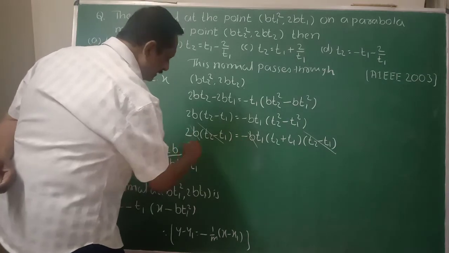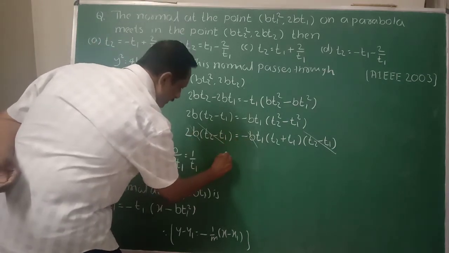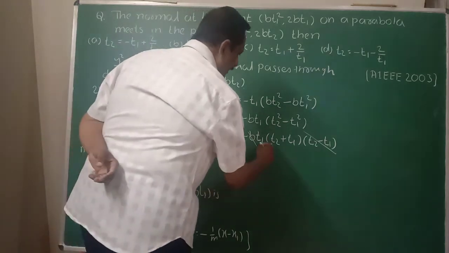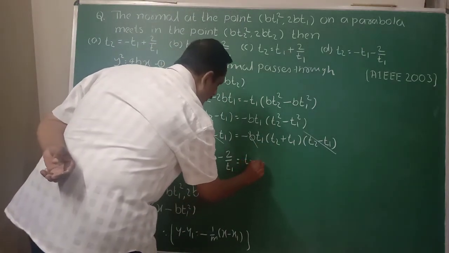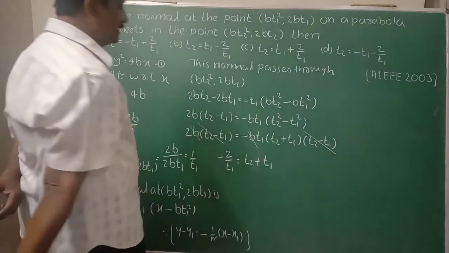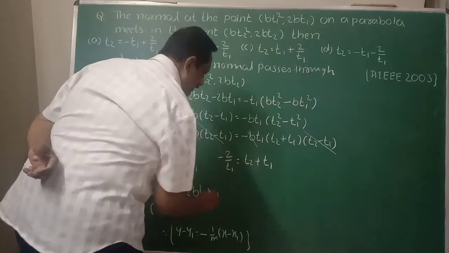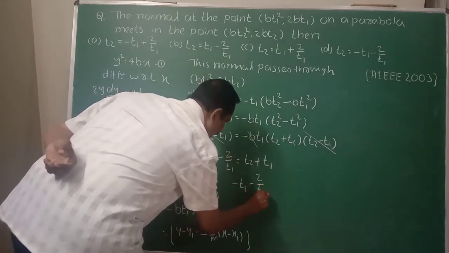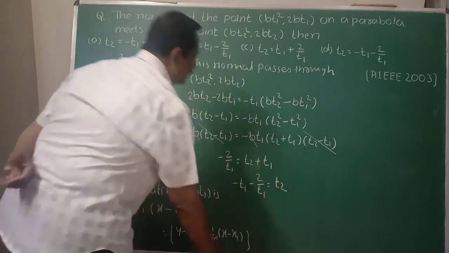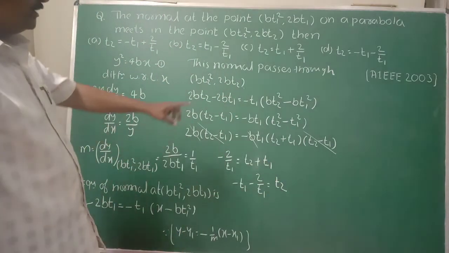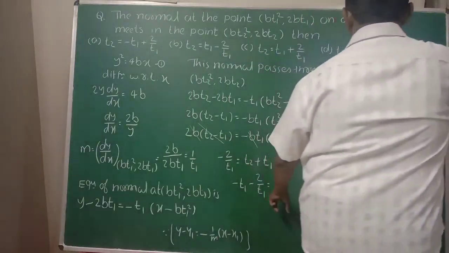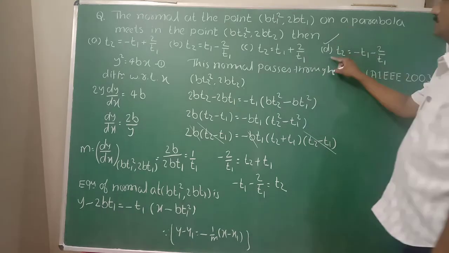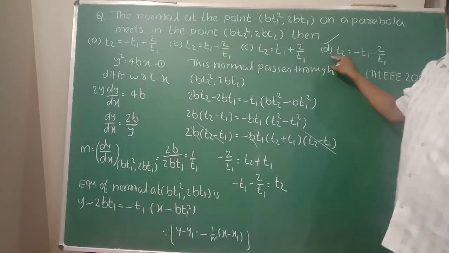Take minus t1 to this side: 2 divided by minus t1. So minus 2 divided by t1 is equal to t2 plus t1. Take t1 to this side. So minus t1 minus 2 divided by t1 is equal to t2. Therefore, t2 is equal to minus t1 minus 2 divided by t1. So the fourth option is correct.